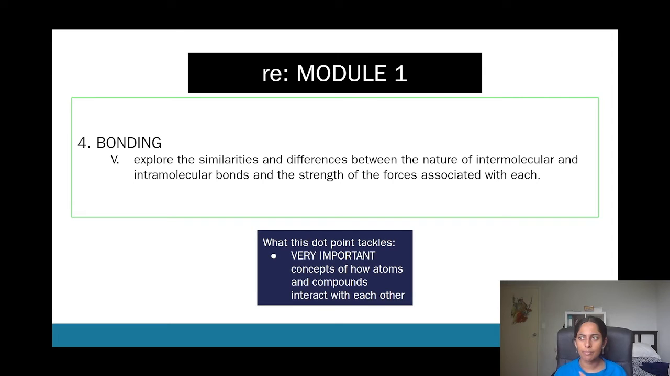Module one has a bunch of different stuff, but I feel like the most important section is probably this one, because understanding this is really going to help you in year 12. So make sure you're thoroughly prepared across this topic.